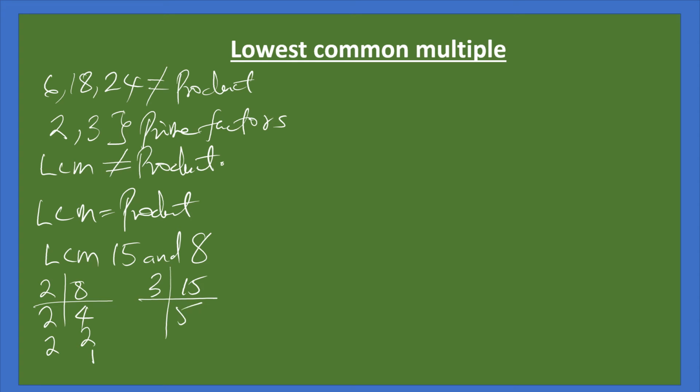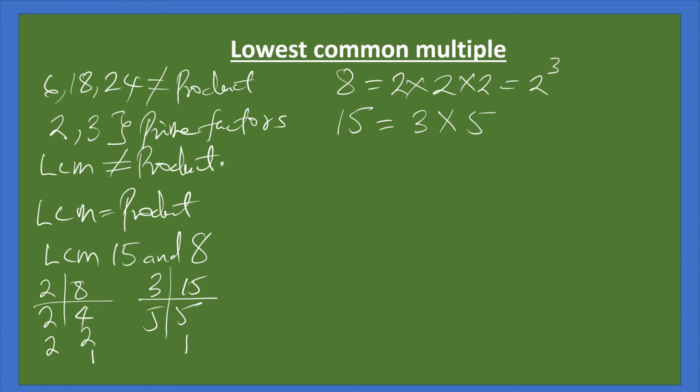3 can go, you have 5, 5 can go, you have 1. So for 8, we have 2 times 2 times 2, which is 2 raised to the power what? 3. Then for 15, we have 3 times what? 5. So 3 appears just once, and then 5 once.